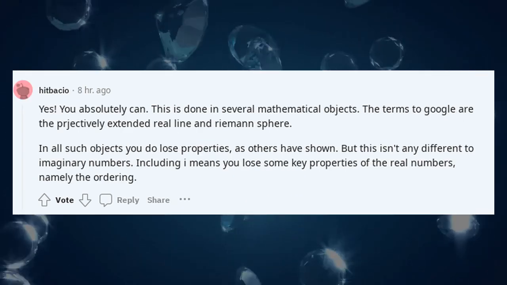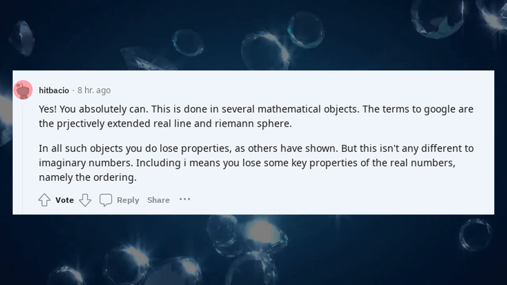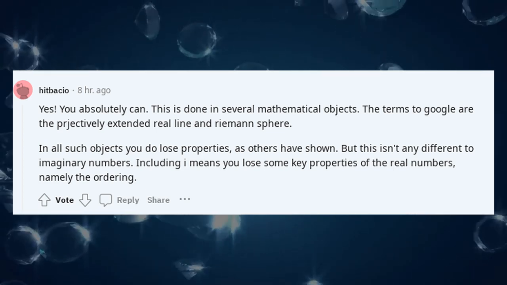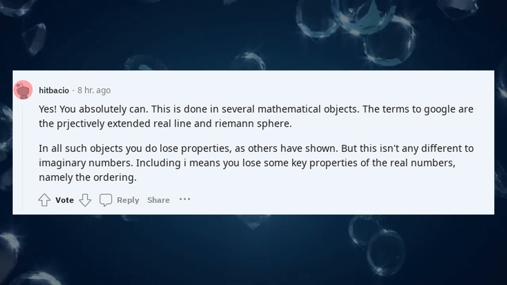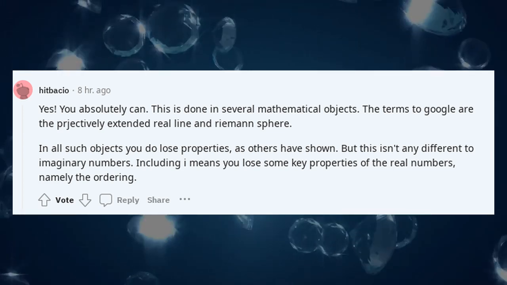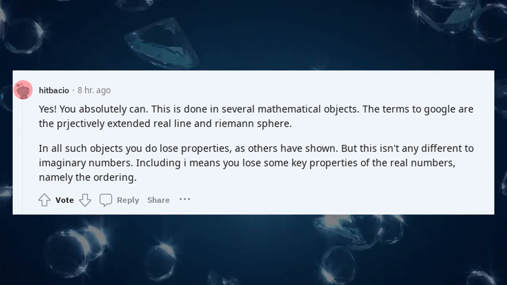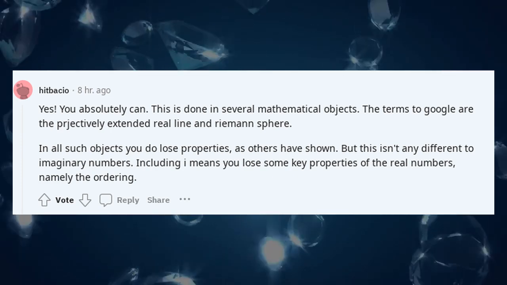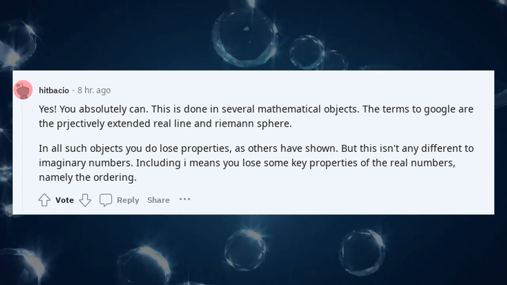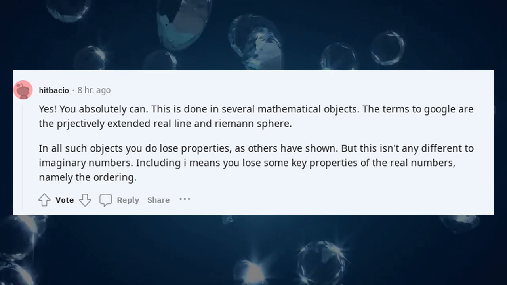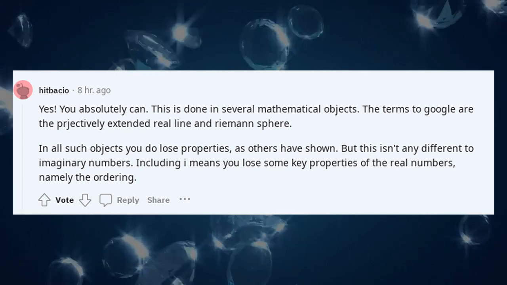Yes, you absolutely can. This is done in several mathematical objects. The terms to Google are the projectively extended real line and Riemann sphere. In all such objects you do lose properties, as others have shown. But this isn't any different to imaginary numbers. Including them means you lose some key properties of the real numbers, namely the ordering.